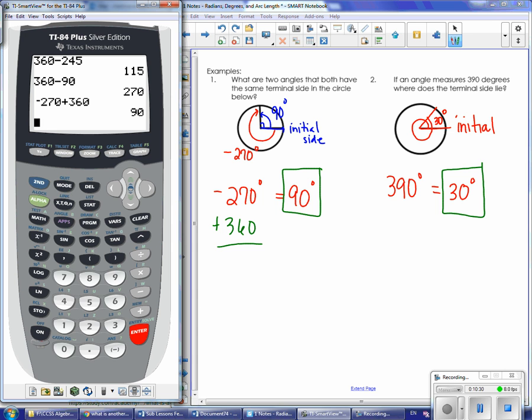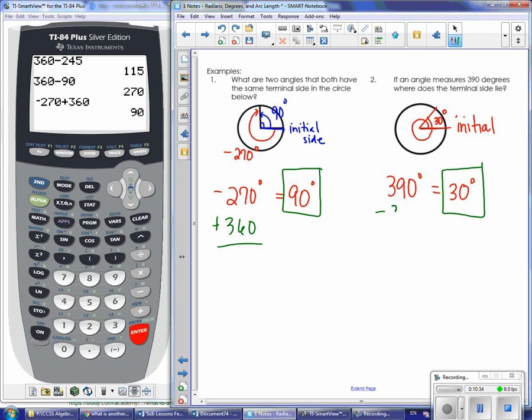the 90 degrees. And if our angle is too big, so if it's 390, we'll need to subtract the 360 to get the angle back into standard position. Again, standard position basically means that our angle measures between 0 and 360 degrees. If it's negative or if it's more than 360, we need to correct it so that it's in standard position.